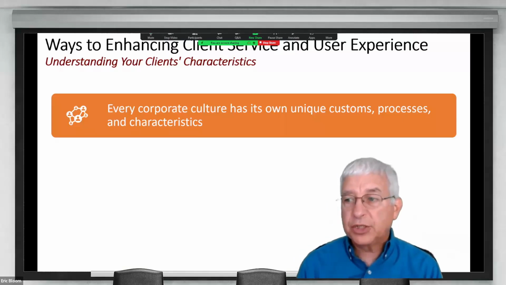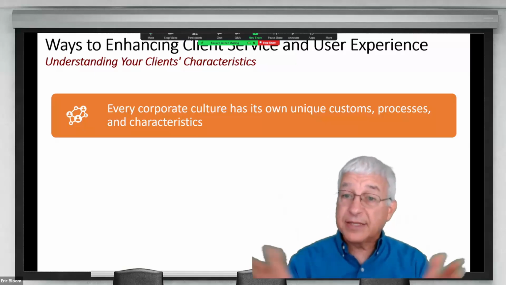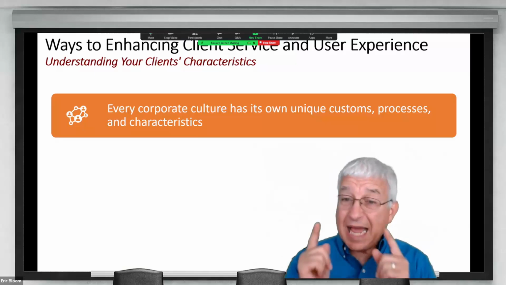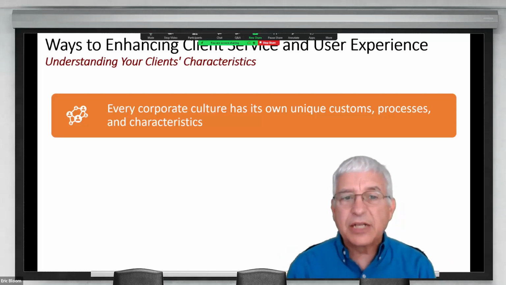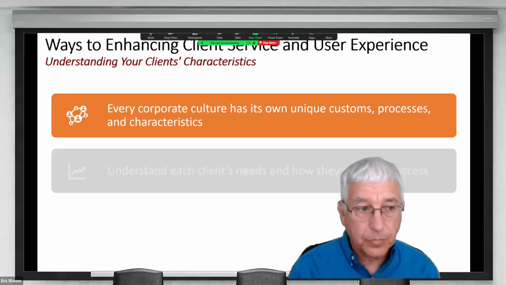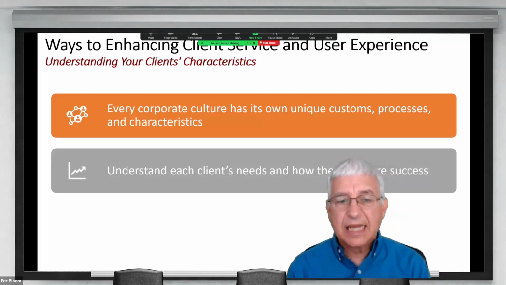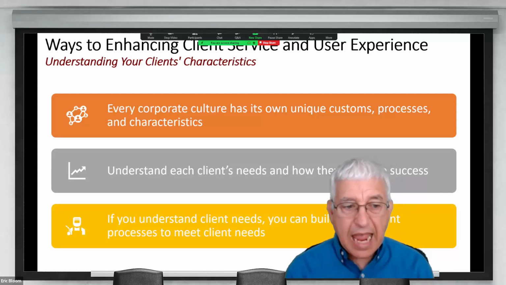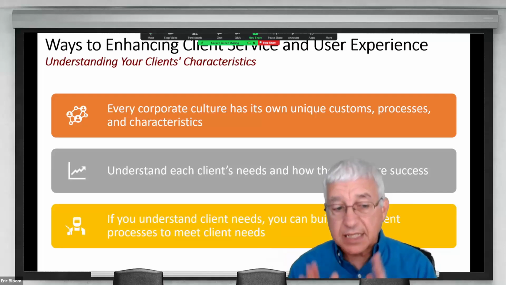So every corporation or every organization, I know we get a lot of people from municipalities, both in our classes as well as in our webinars, as well as in our ITMLP, ITMLE, and ITMLS classes. But anyway, every organizational culture has its own customs, processes, and characteristics. Within that, understanding each client's needs, how they measure success, the critical success factors, and your understanding of their needs, you can build your department processes to meet those needs.